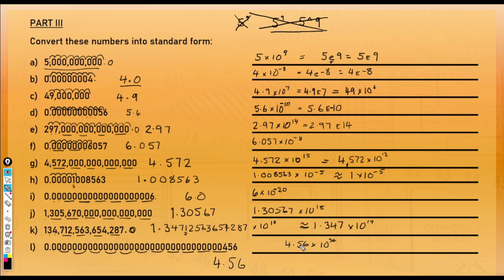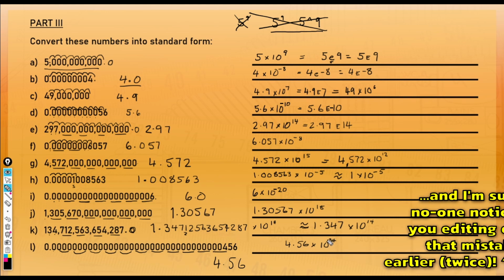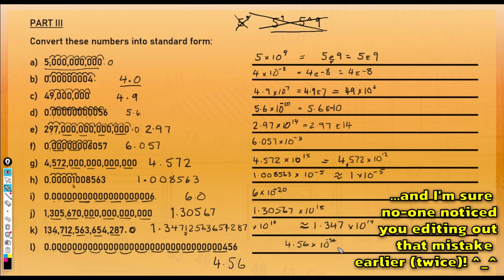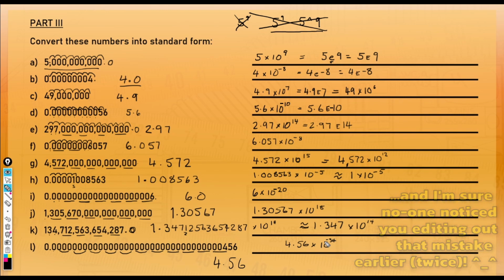Whoops! Did anyone see the mistake? This is a small number. So this is going to be not 4.56 times 10 to the power of 34, but 4.56 times 10 to the power of minus 34. And you do really need to be careful with negatives in all sorts of places in maths. They can really mess you up if you miss one, but especially in standard form, because that was almost a very, very big number and not a very, very small number.